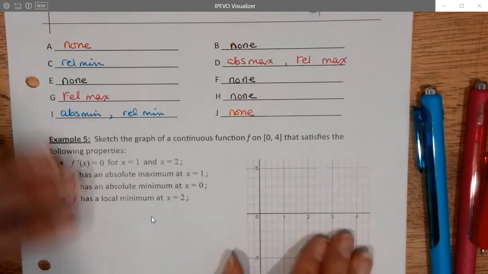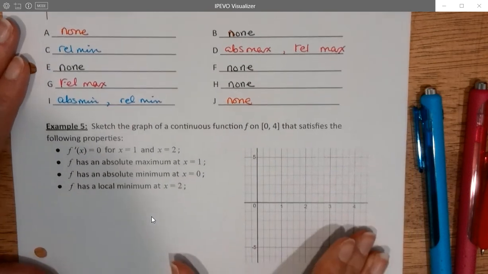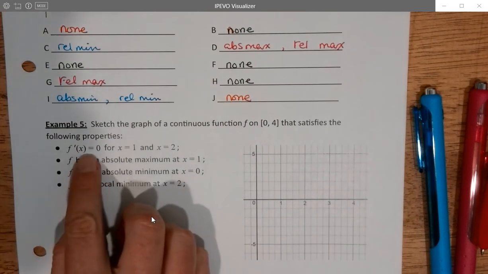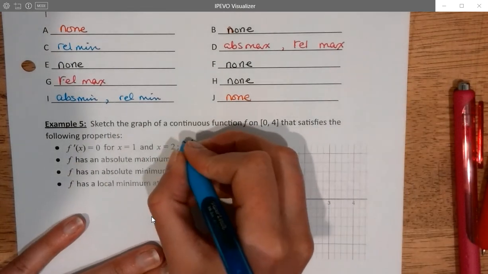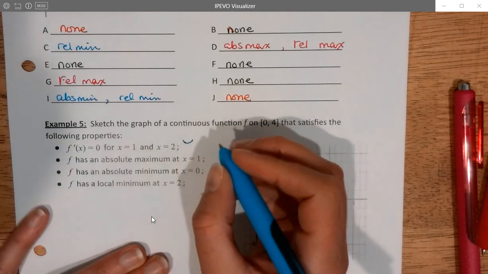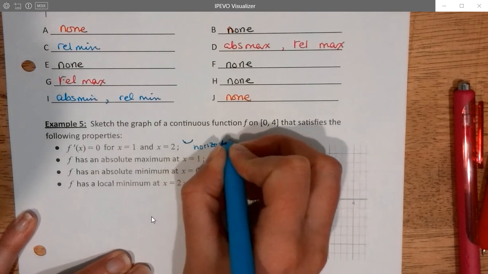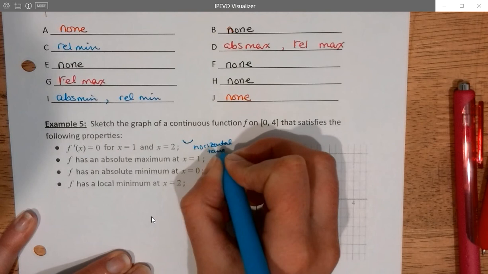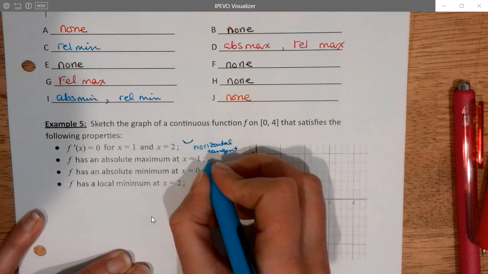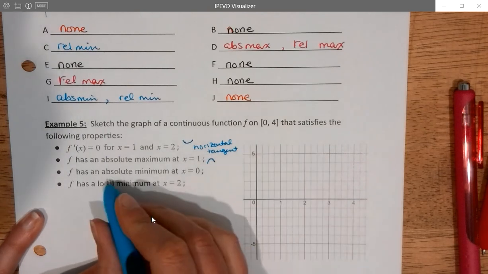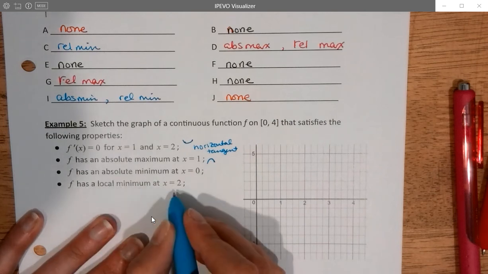Okay, let's look at number 5. Sketch the graph of a continuous function f on 0, 4 that satisfies the following properties. So the derivative has to equal 0 at 1 and 2. So that means that I need something that's going to have a horizontal tangent. Then the next thing I need is that I have an absolute maximum at 1. So that one's definitely going to be a smooth maximum. I have an absolute minimum at 0, and I have a local minimum at 2.